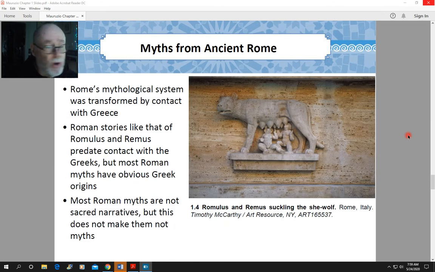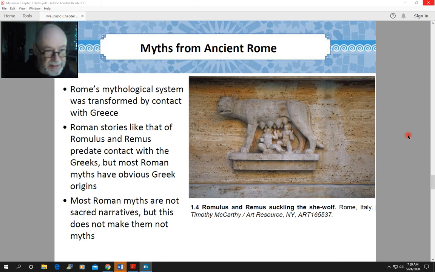Myths from ancient Rome. Again, the Romans didn't really have myths. What they did have was legends. Some people look at, like, the Roman poet Ovid, who did do a lot of myths. Well, he based myths on earlier ones. He changed them a little bit because he's a Roman, so he's going to look at them with different eyes. But they're Greek stories.